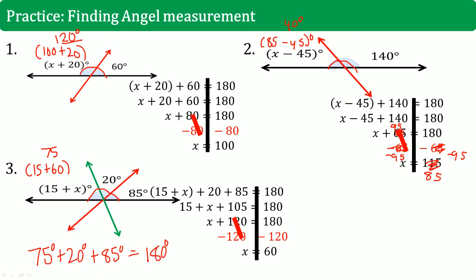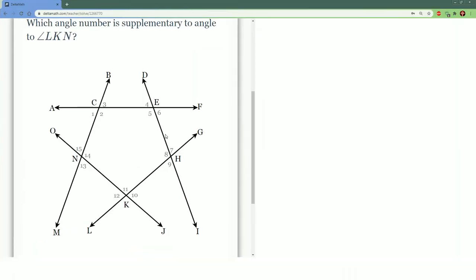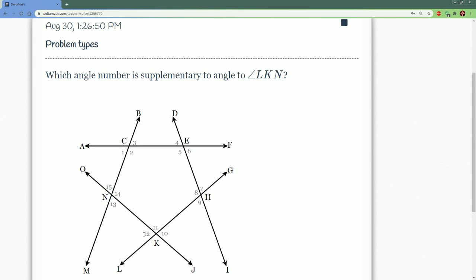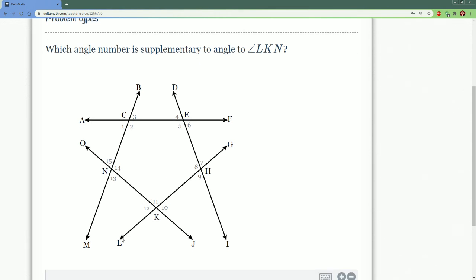Okay, good. Lastly, I would like to show you how this looks on Delta Math. Here you might see the question, which angle measurement is supplementary to angle LKN? LKN is right here. LKN is angle 12. Okay. Now we want to see what is supplementary to it. So what makes a linear pair with it?